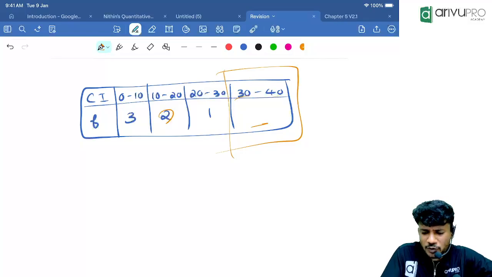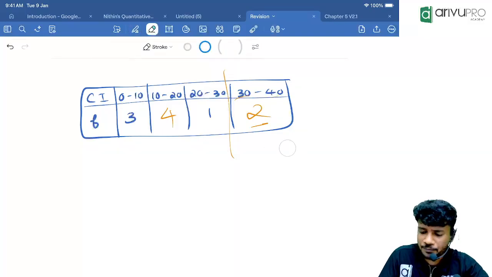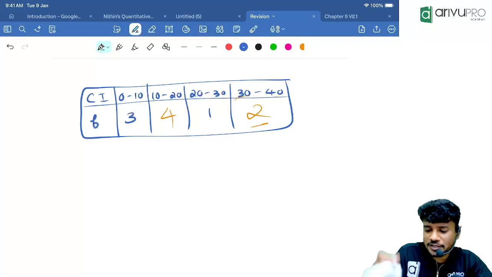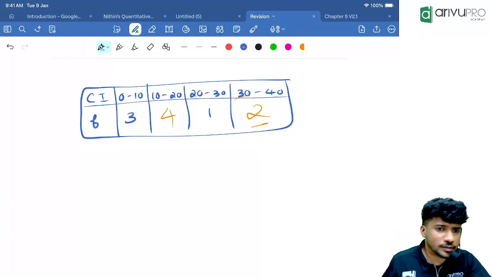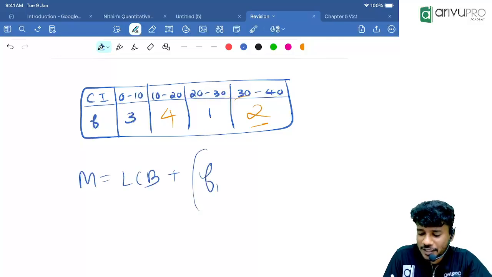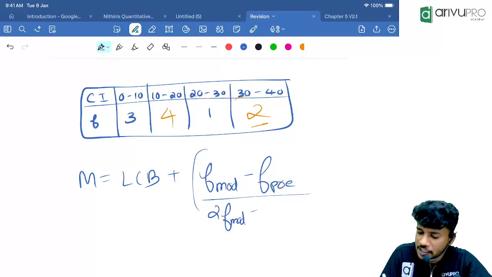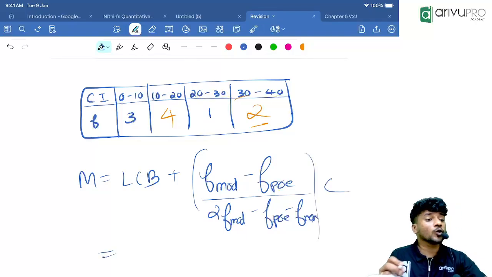So, in order to correct that, I will just change the question a little bit for you. Let 4 be here, 2 be here, so that we can start doing it faster. This is the question. Now, find me the mode. What is the formula for finding mode? Mode is LCB plus frequency of the modal class minus frequency of the previous class, divided by 2 into frequency of the modal class minus frequency of the previous minus frequency of the next, into C.